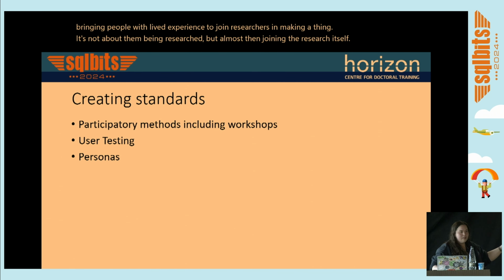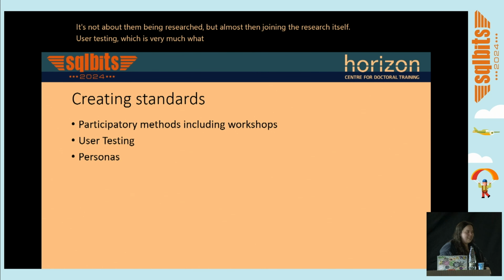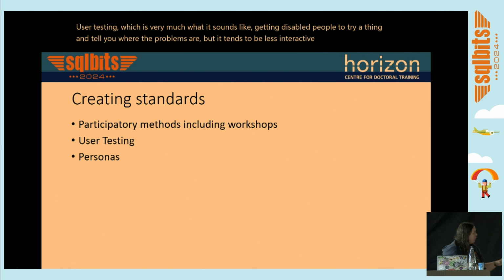User testing, which is very much what it sounds like, getting disabled people to try a thing and tell you where the problems are, but it tends to be less interactive between the researchers and the participants.